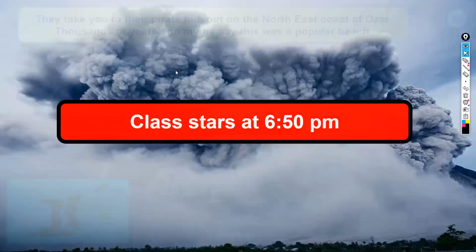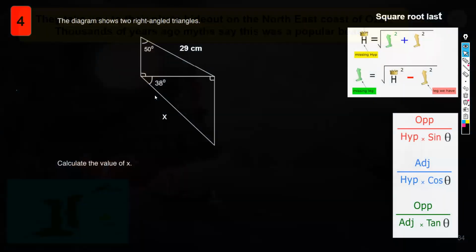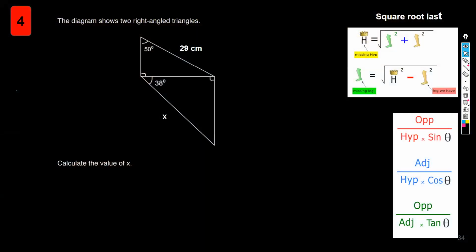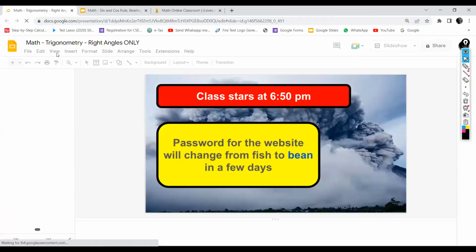All right, so this is where we ended up last week, where the pirates were taking us to their hideout, right? You are their prisoner right now. And this question looks like last week's question, but I changed it up so we can have a little revision on what we did in the last few minutes of class last week. So the aim of the question is to find the value of x. Get started.